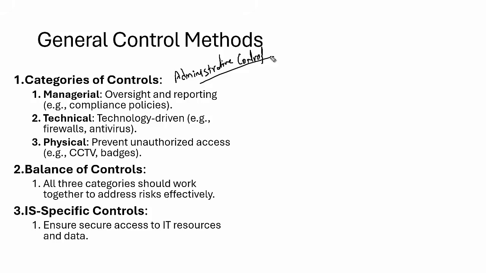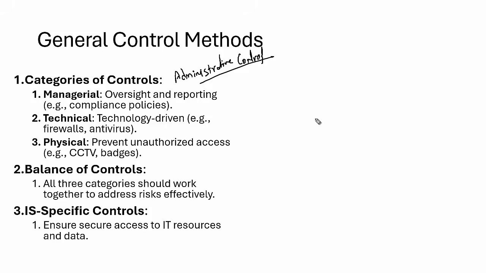Technical control, firewall. In a firewall, we create a rule. So by this, it's preventive. Antivirus, firewall, it is technical in nature. I'm not involved there. Then physical control, something you install physically to detect or prevent, like hiring a security guard, installing a CCTV camera. So that is basically called physical, something you install physically. All three controls should work together and ensure secure access to IT resources and data.